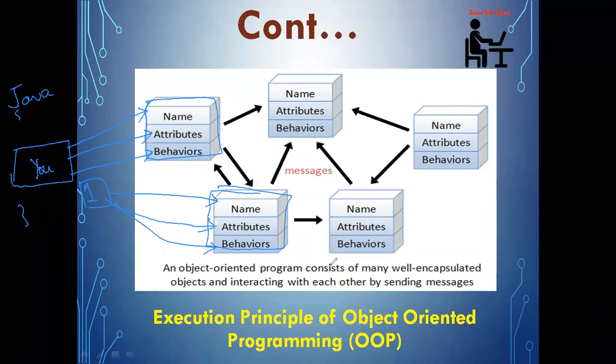Okay, so object-oriented programming consists of many well-encapsulated objects. We can understand this word well. Encapsulated objects interact with each other by sending messages. Globally, you cannot access or use any data member, but every object has its own name, own attribute, own behavior within itself. And whenever communication is required, they need to pass messages. How will they pass messages? That will be through calling the functions again.